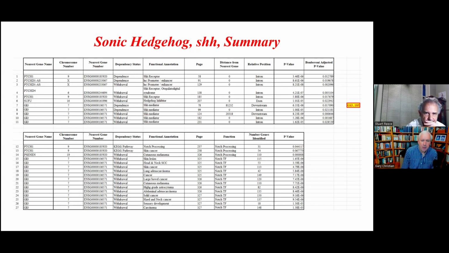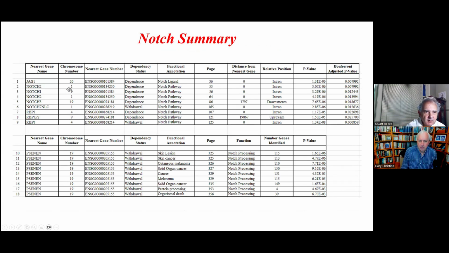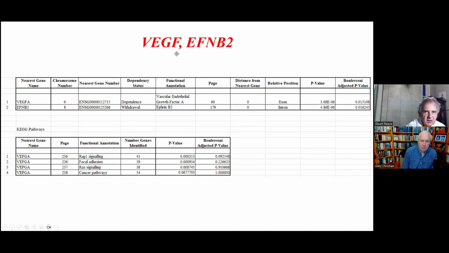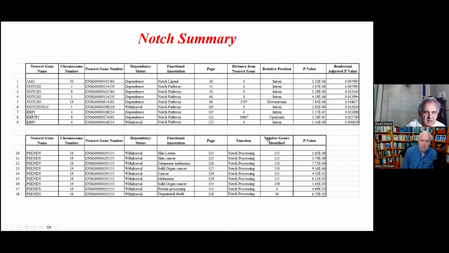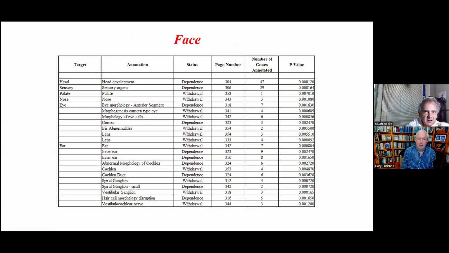Got it. And then this is Notch. Remember we talked about that progression. This is some of the damage with Notch. And then this is VEGF and Ephrin. Remember we talked about this, identifying all the steps: sonic hedgehog, VEGF, Notch, and Ephrin, just as we said. This is from the EWAS study that identified this when we studied cannabis.